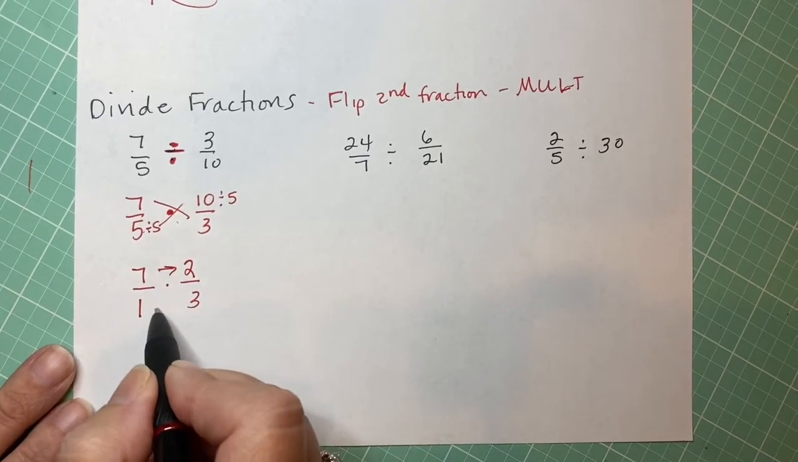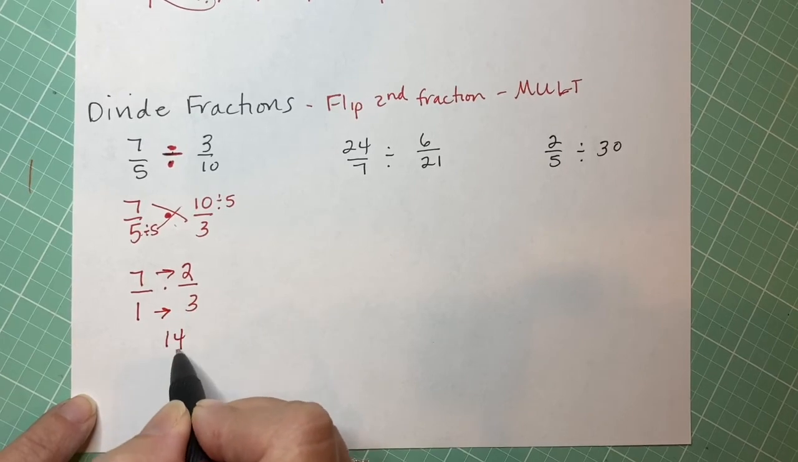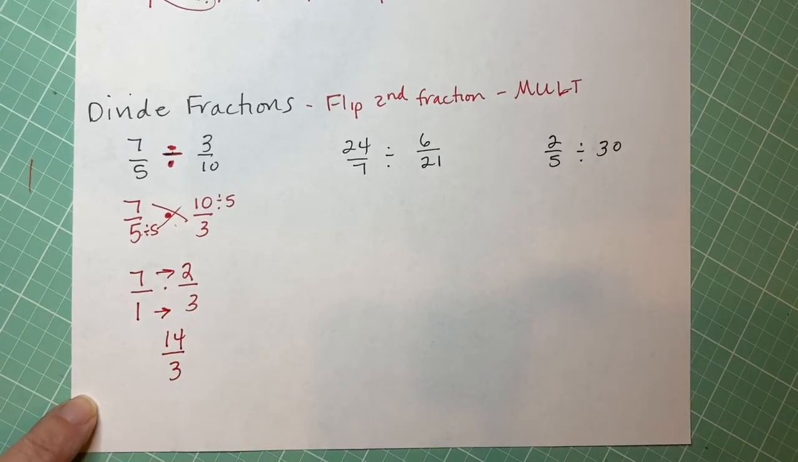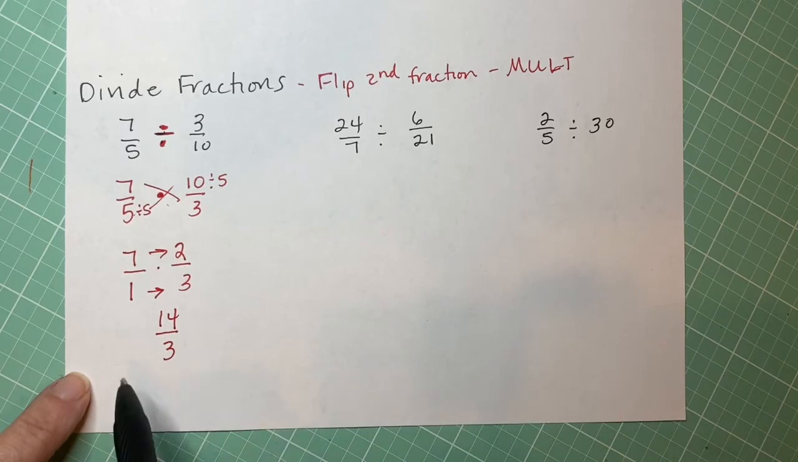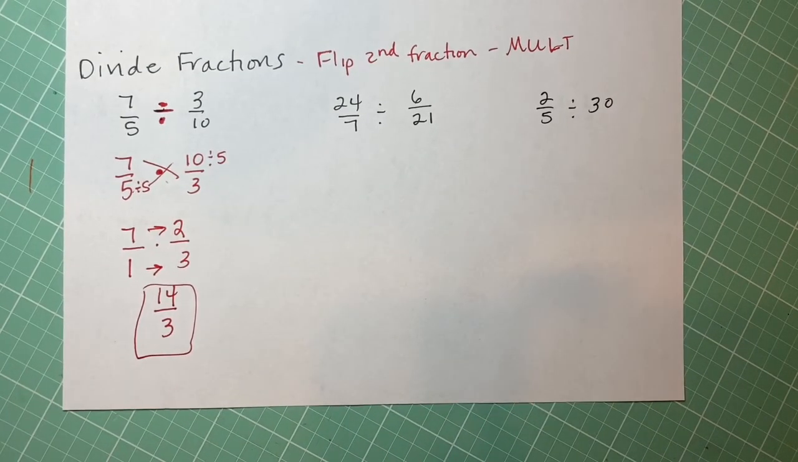And then we're going to multiply across the top and across the bottom. So 7 times 2 is 14. 1 times 3 is 3. And again, that's an improper fraction, but we're just going to leave it like it is.